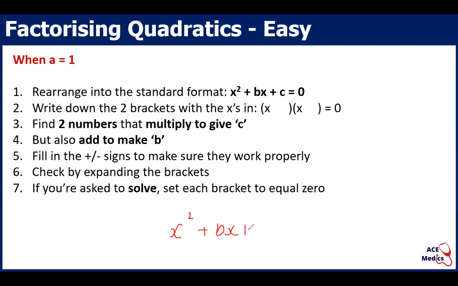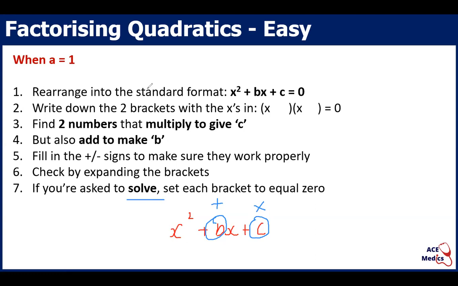bx plus c. The aim is to find two numbers that multiply to get c. This is where everyone gets confused and can't remember whether it's multiply or add to get to either one of them, and add to make b. Okay, so adding to make b, multiplying to make c. We just have to make sure that the positive and negative signs are the right way round, and you can check it by expanding the brackets. If we're asked to solve it, we'll go through that in the next question.